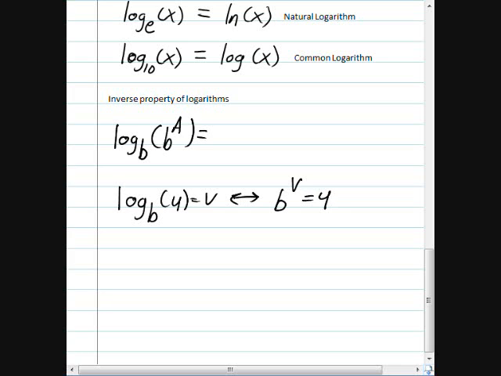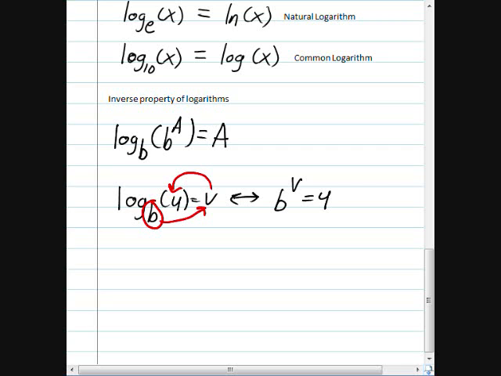So let's think about what that tells us. That tells us that we want to take the base b, raise it to the power v, so the answer that we're looking for, and that should give us the stuff in the parentheses. Well, let's see. b, in our original problem, raised to what power is going to give us b raised to the a power? And hopefully you see that the answer is a. b raised to the a equals b raised to the a.